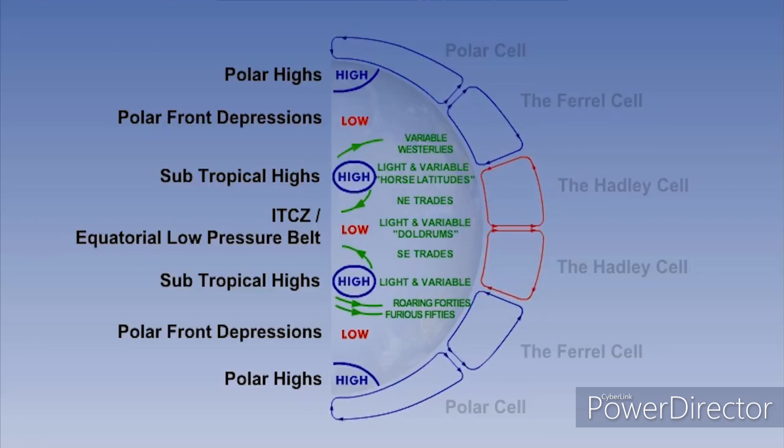The surface winds around the polar front depressions are very variable, because the polar front depressions themselves are very mobile.